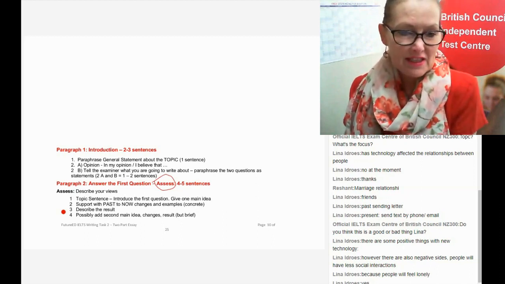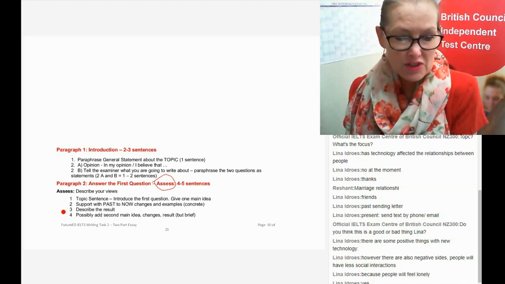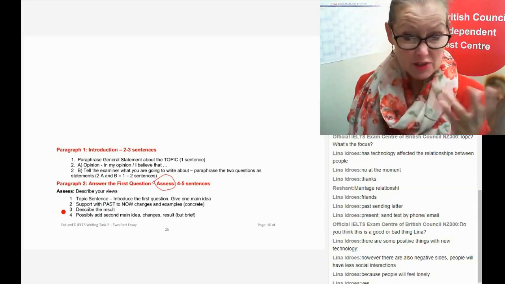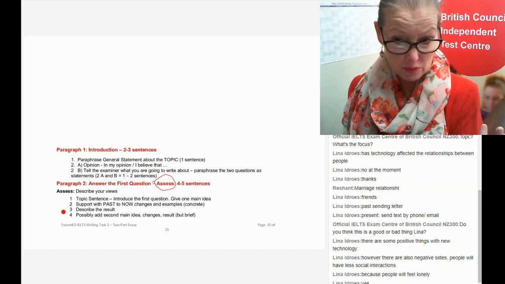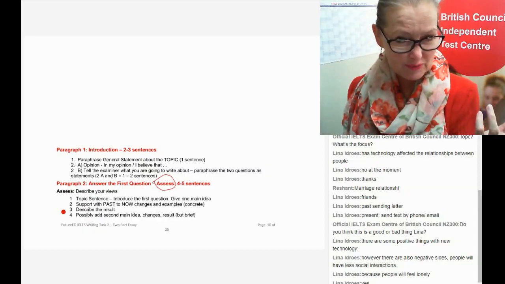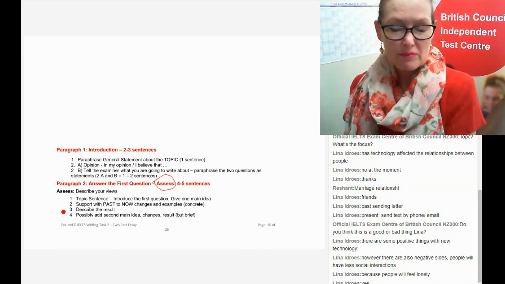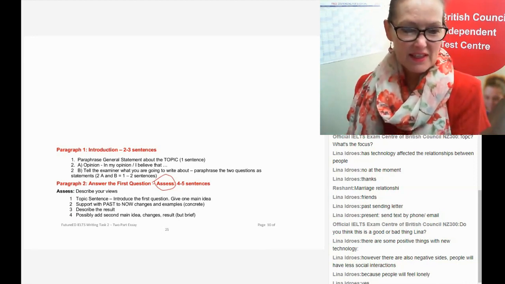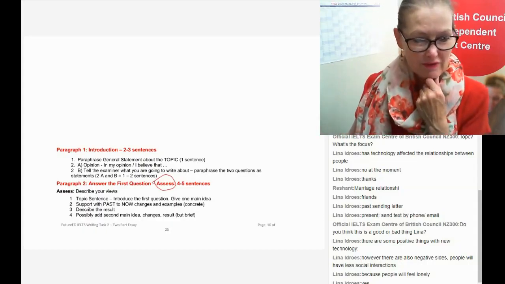So we want to basically paraphrase the two questions and make them into statements, because that's what we're going to do. We're going to answer question 1, and we're going to answer question 2. So we'll paraphrase those questions. Good. Let's have a look at paragraph 2.